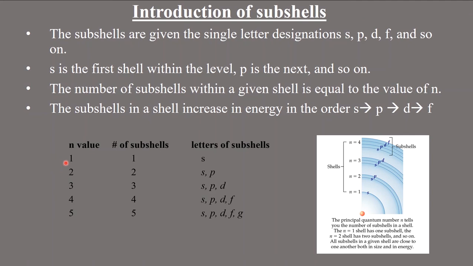From this table, you can see if we have principal quantum number 1, or the first shell, it will have only one subshell, and that one subshell will be S. Second shell can have 2 subshells, and those letters will be S and P. And third shell will have 3 subshells, S, P, and D. Fourth shell will have 4 subshells in it, S, P, D, F. Fifth shell will have 5 subshells, S, P, D, F, and G.